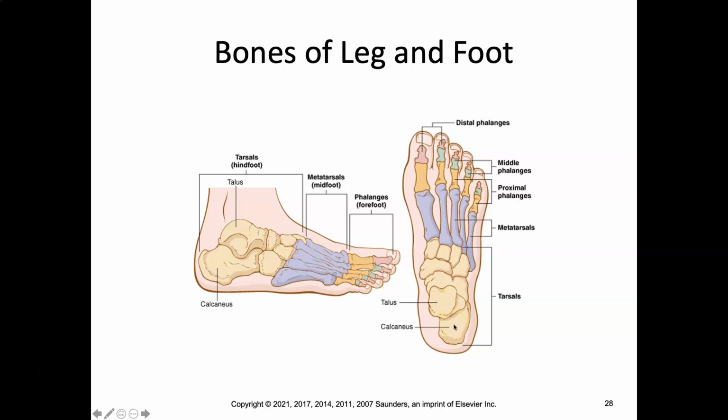And then this is a view from the side of your tarsals, which includes your talus and your calcaneus, and your calcaneus is considered your heel. And then your metatarsals, which is midfoot, and then your phalanges.